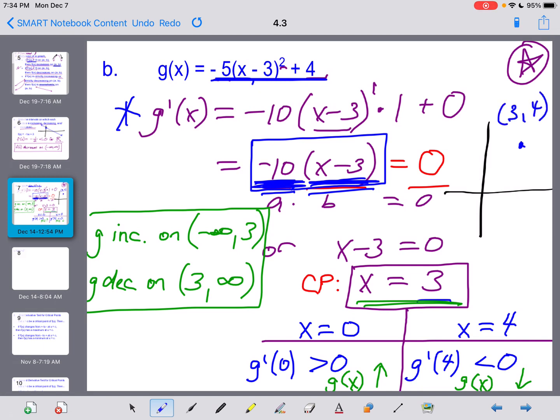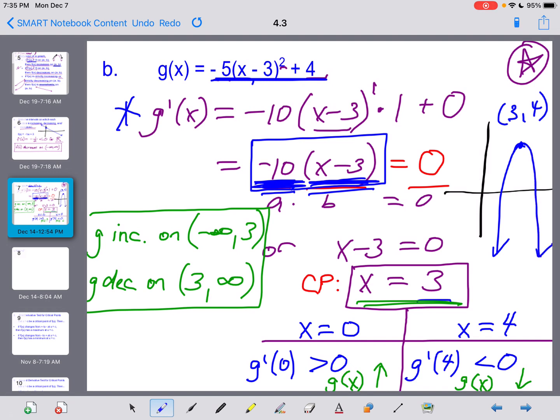You also should be able to tell me that this is a downward opening parabola because a is negative. The fact that your a value is negative 5 means that it's a really skinny downward opening parabola, but that's really not relevant here at all. We've got a skinny downward opening parabola that looks something like this.